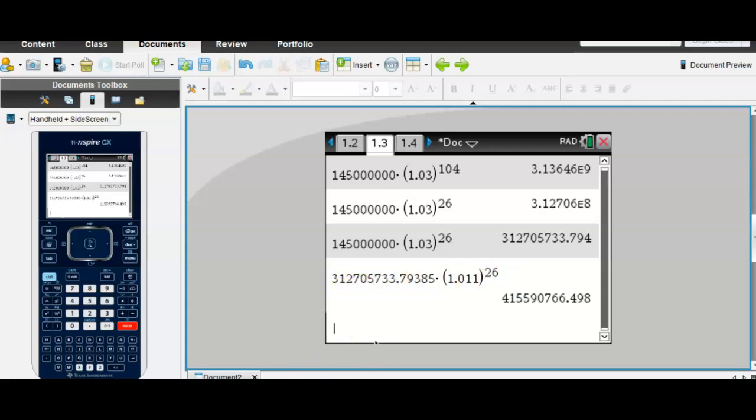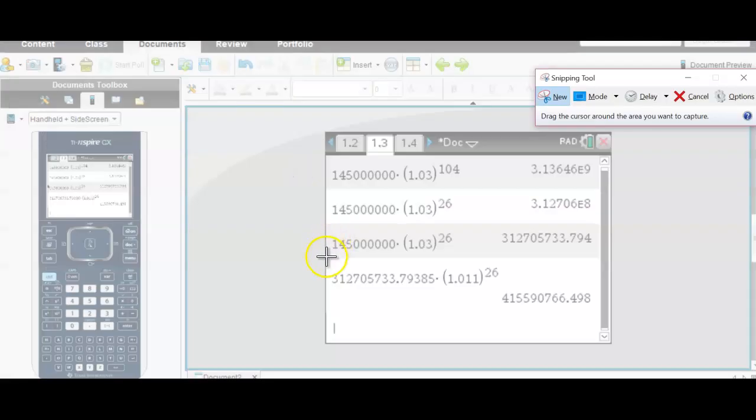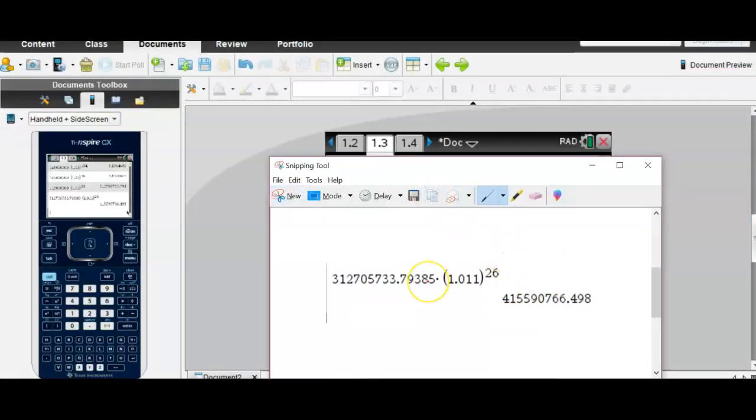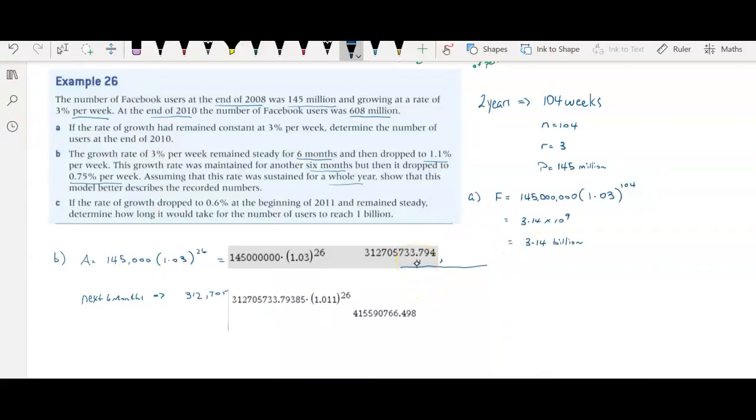So I'm going to just take a little screenshot of that and transfer it across. Okay, so now we're at, what's this number here? If I break this up, 415.5 million. Now we've got a year at 0.75% per week. So now that's going to be this amount here multiplied by 1.0075 to the power of, for the whole year, 52.